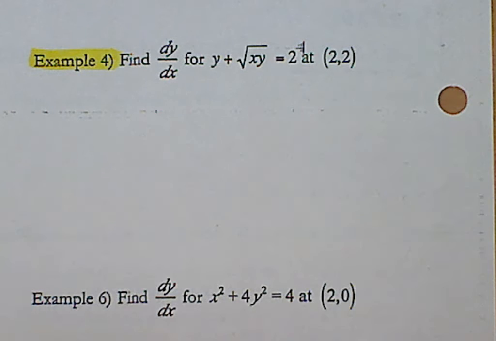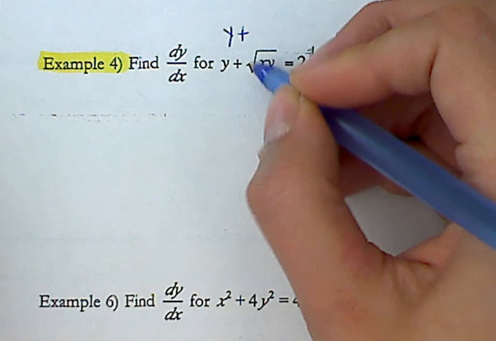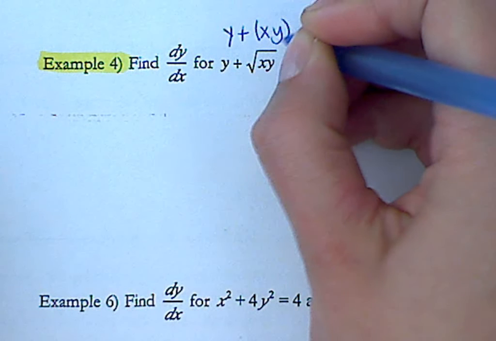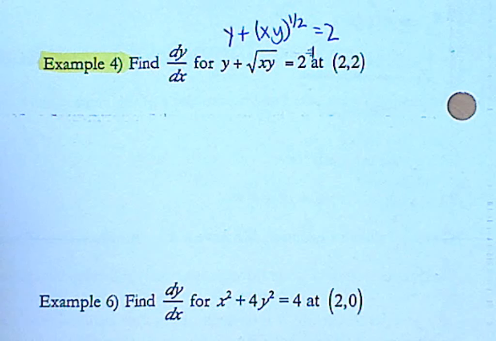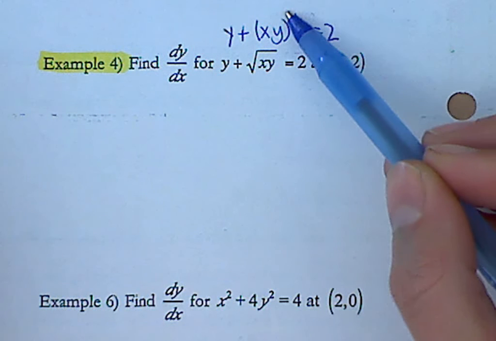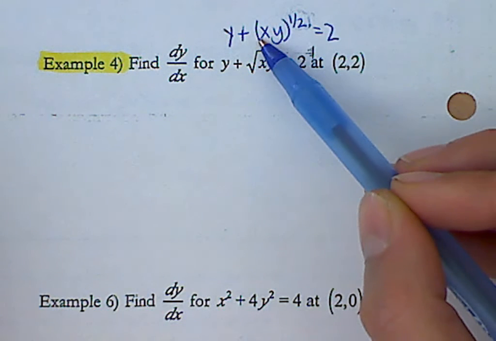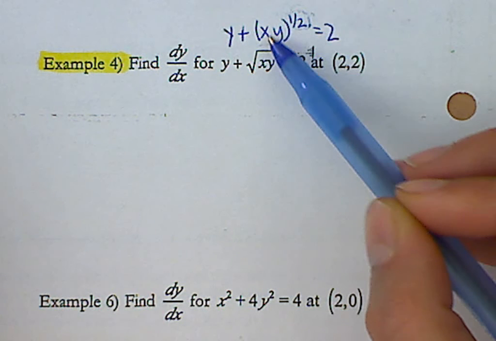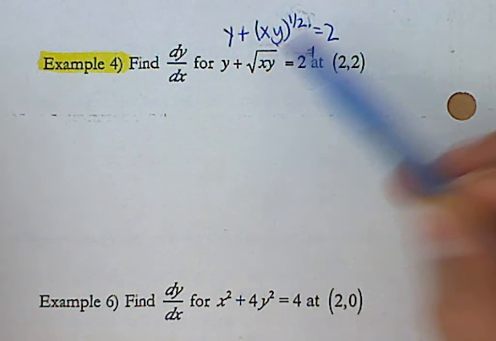Looking at this problem, I see that I have this radical, and so I'm immediately just going to change it into a power of 1/2, and that will make it easier for me to do my derivative. So I see I have the power is my outer function, and then my inside function is x times y. So I'm going to have to do the chain rule where the inner function is the product rule. Wow. So let's do this.